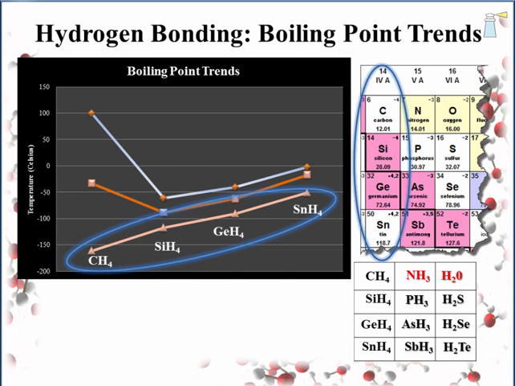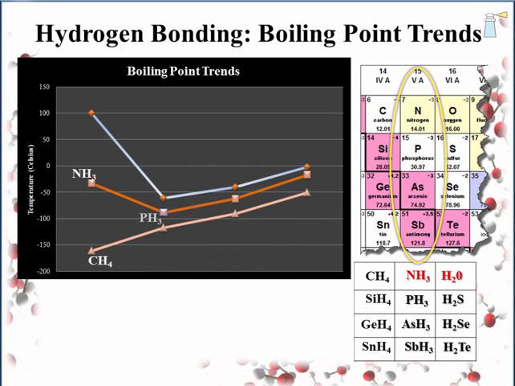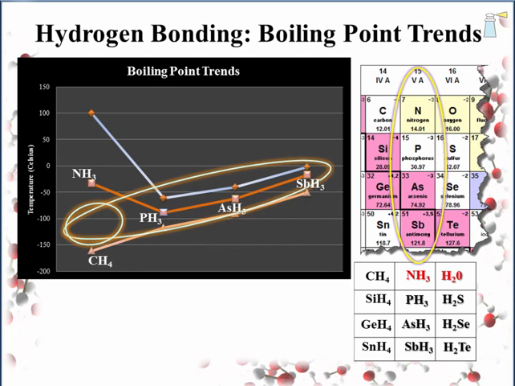For the column headed by nitrogen, a similar trend is expected, but there is a noticeable absence where ammonia should be. It has a noticeably higher boiling point. It takes more energy to overcome the hydrogen bonds in ammonia, and that leads to a higher boiling point.